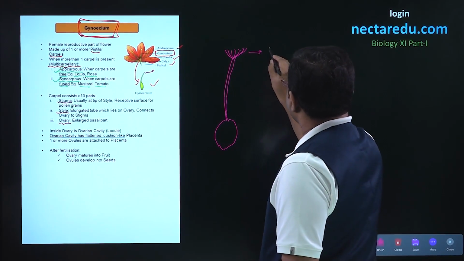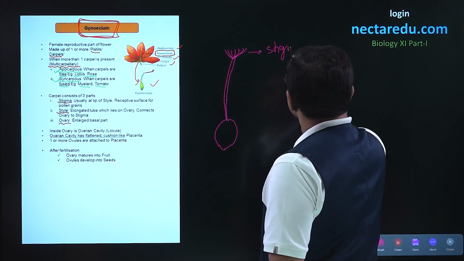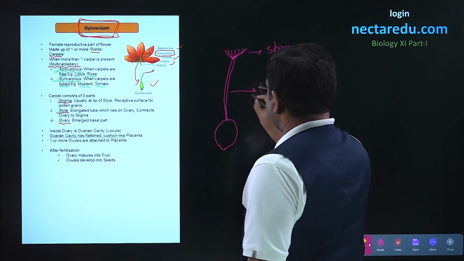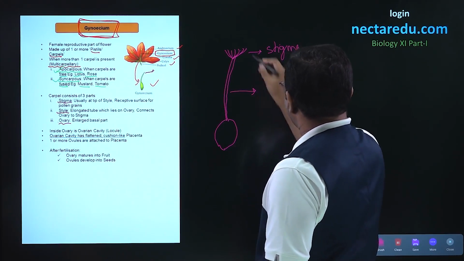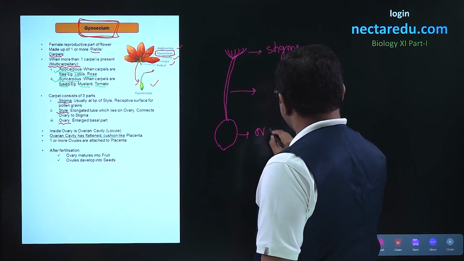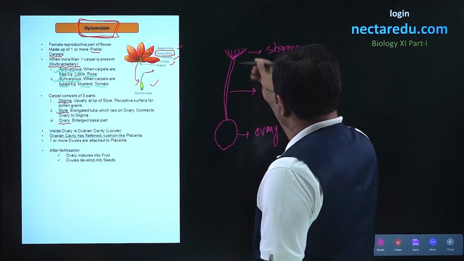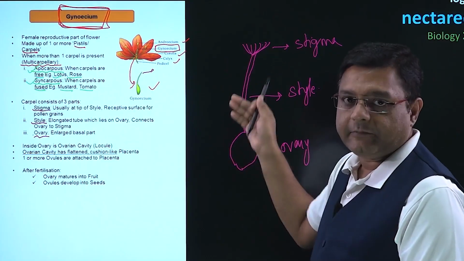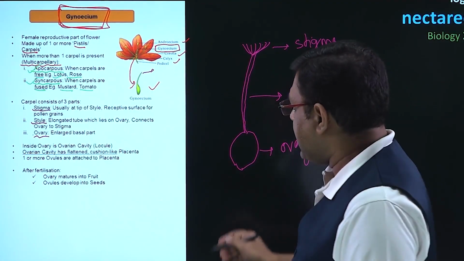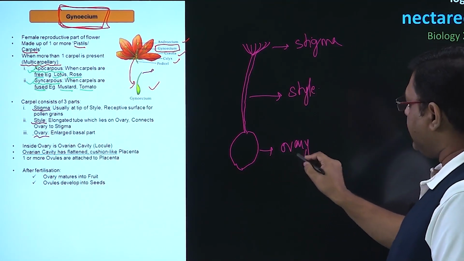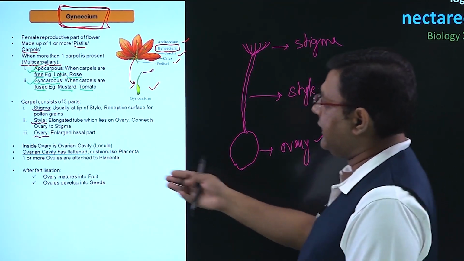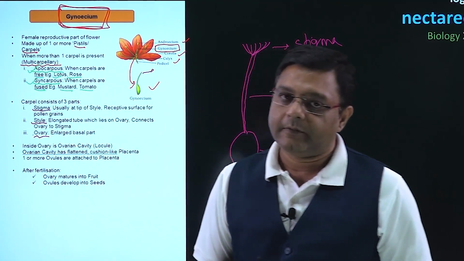So this part is stigma, the receptive part. This elongated tube which attaches stigma to the ovary is called style. Actually, pollen tubes will pass through this style only, and this enlarged basal part is called the ovary. So these are the three parts of the carpel.